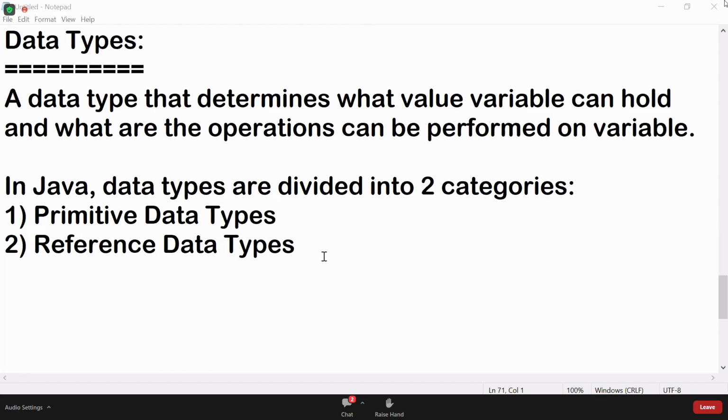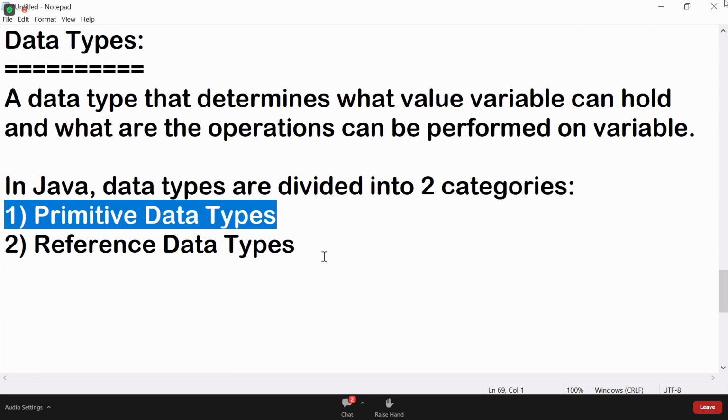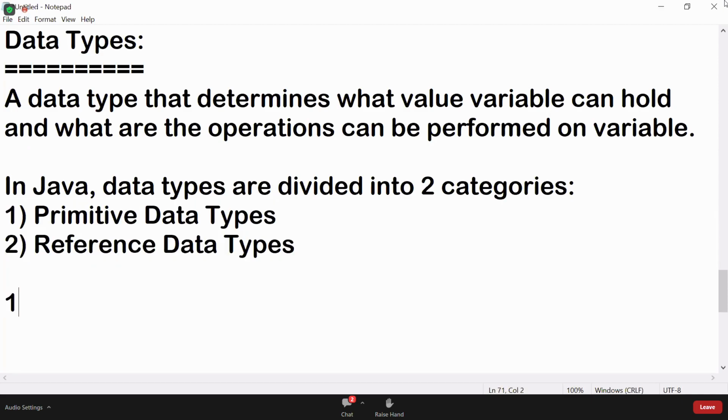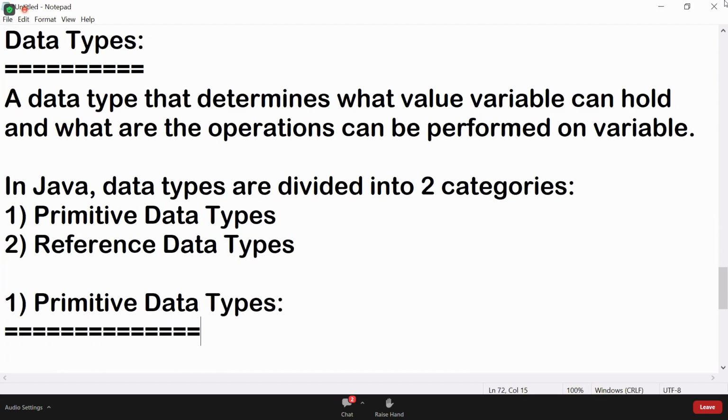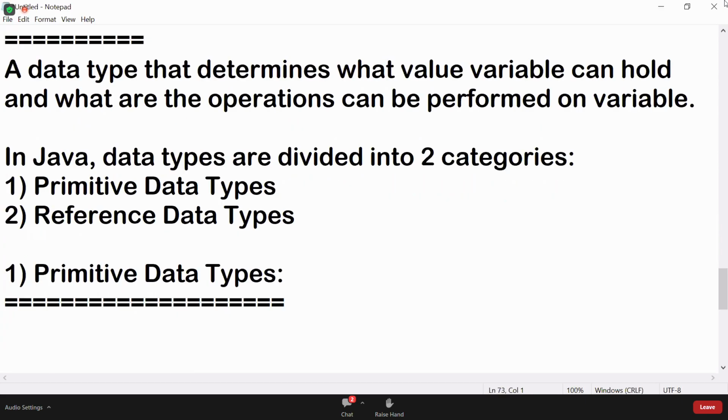Now, in Java, data types are divided into two categories. First one, primitive data types. Second one, reference data types. Write it. Don't worry about notes. Write running notes also. I'll share some PDF files in Google Classroom also. But write running notes also. In running notes, many examples come. That's why write running notes also.